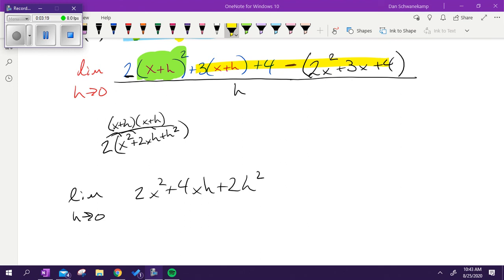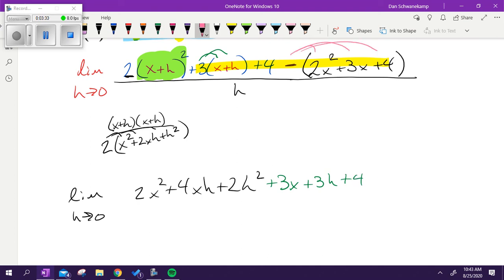All right, so I FOILed that first part, and I'm going to keep going with this. So now I'm here. 3 times x, 3 times h. So 3x plus 3h. I got this plus 4 right here. I've got this minus sign that I need to distribute, so it's now going to be minus 2x squared minus 3x minus 4. This one is the worst case scenario, so if you're looking at it right now and you're like, man, that's a lot, it's fine. Don't worry about it. Do the best you can. It's never going to be harder than this for at least what we do.